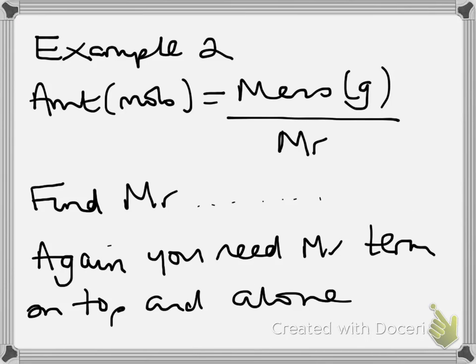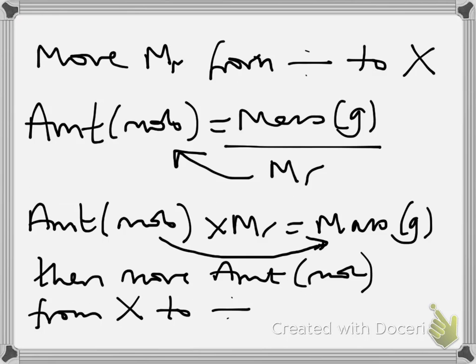If we have a look at another example, example 2, it's the same actual equation, but we're going to try and find the MR. So again, you notice that the MR is not on its own to begin with, it's underneath the equation. You'll need to get it up at the top and on its own. So again, get the MR across to the top. So in doing that, we'll move the MR from divide on the right hand side to multiply on the left, because we're taking it over the equal sign.